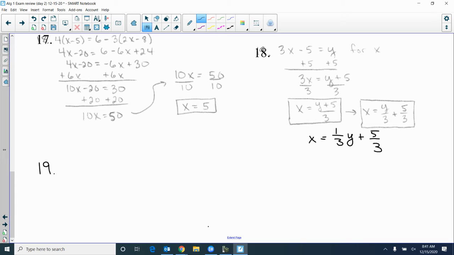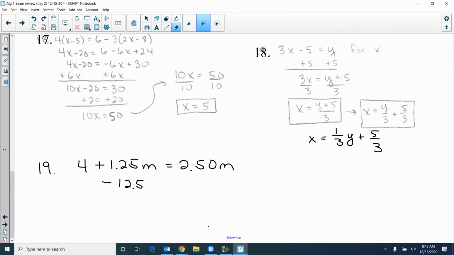A video store charges a monthly membership fee of $4, but the charge to rent each video is only $1.25 per movie, so it's 4 plus 1.25m. Another store has no membership fee, but it costs $2.50 to rent a movie. How many movies need to be rented each month for the total fees to be the same? Well, really, you just set those equal to each other. And subtract 1.25m.